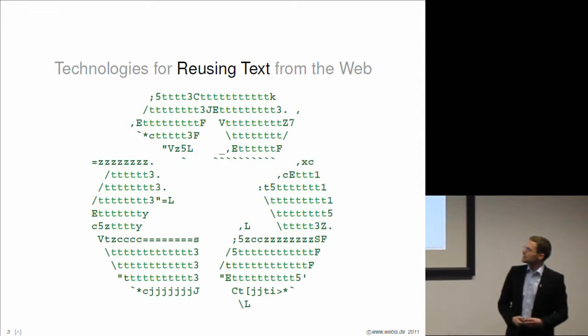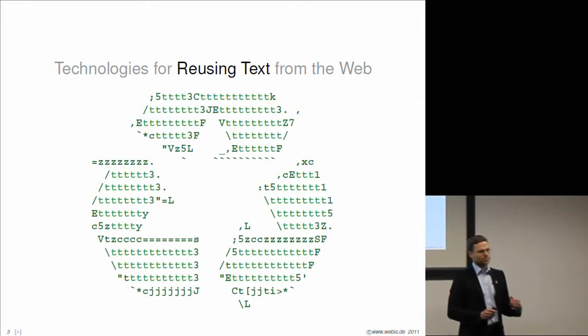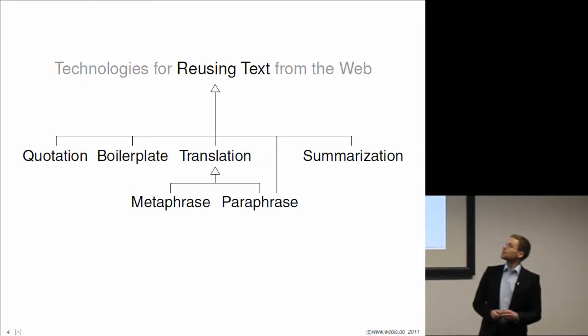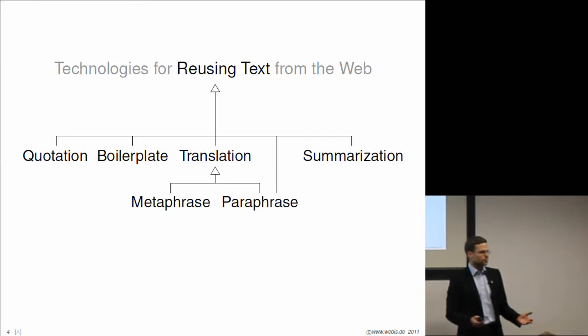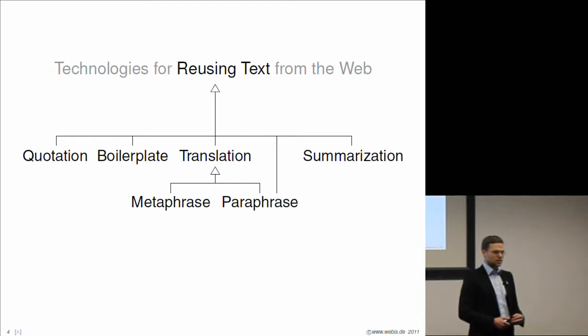There are many well-known forms of reuse, and they are ubiquitous. We reuse text as a matter of course. And these are the forms of reuse which can be grouped under this term. First of all, there are quotations. We use quotations in science all the time. There is boilerplate text. Boilerplate text can be found in user license agreements of software. Boilerplate text can be found in legal documents. Boilerplate text can be found more or less in privacy notices everywhere on the web.